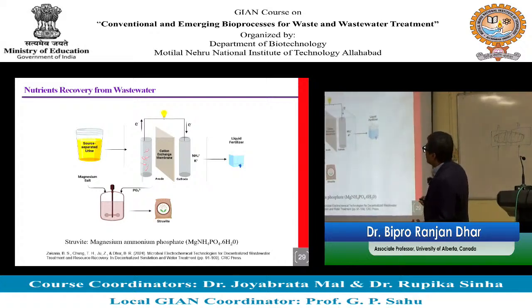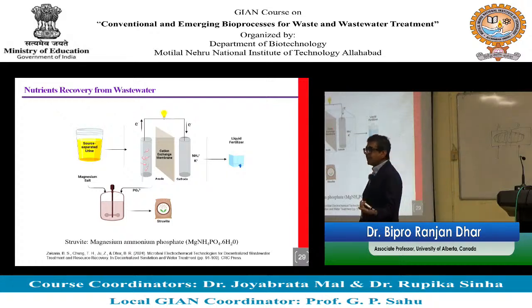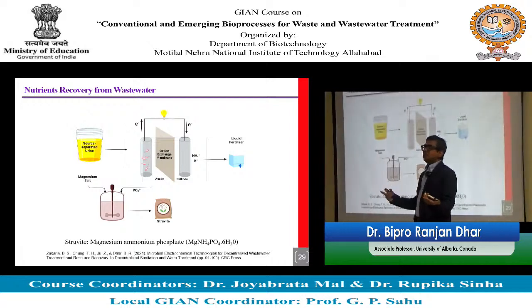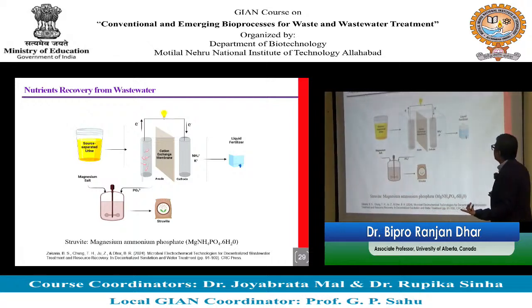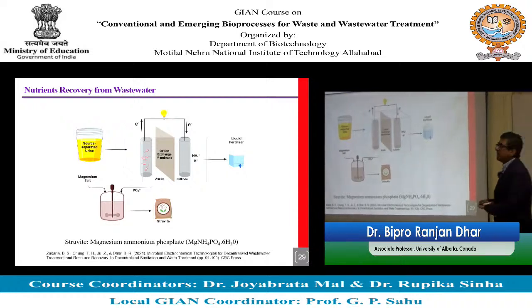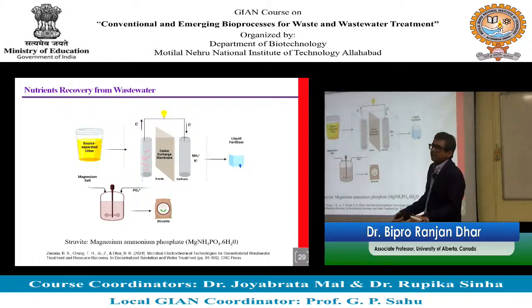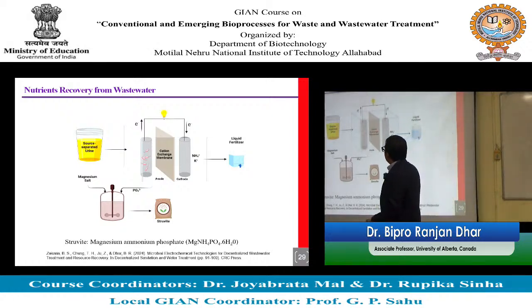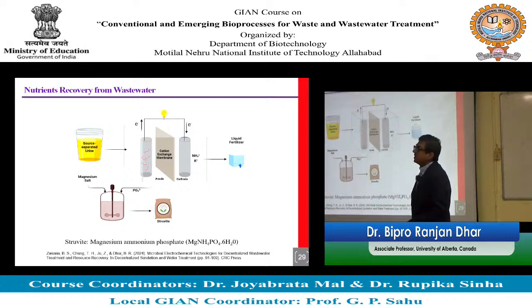and we can have a cation exchange membrane. Ammonium is a cation, right? So because of the concentration gradient, some cations like ammonium are going to transfer from the anode to the cathode chamber. Then you can collect that ammonium from your cathode chamber, and it can be used as a liquid fertilizer. But phosphate, this is an anion, right? So phosphate cannot move from anode to cathode.